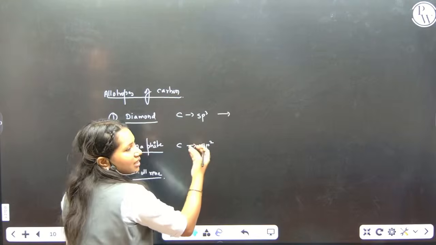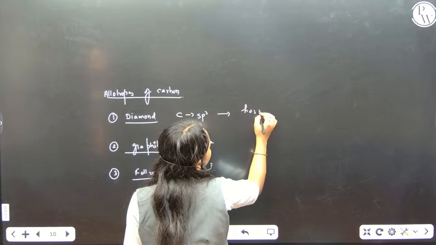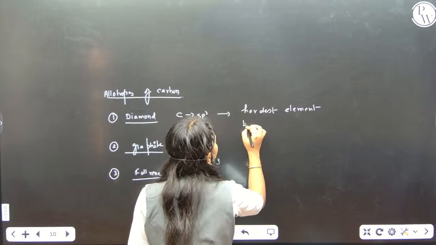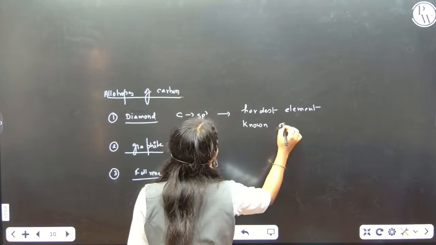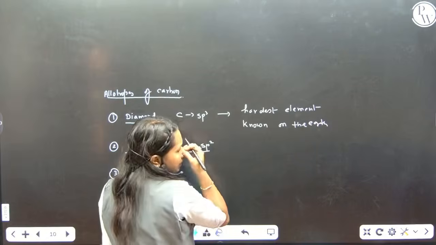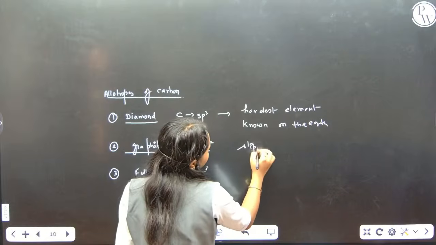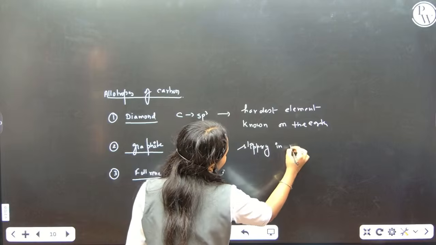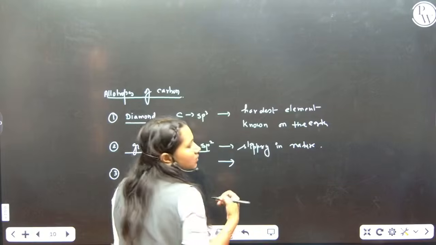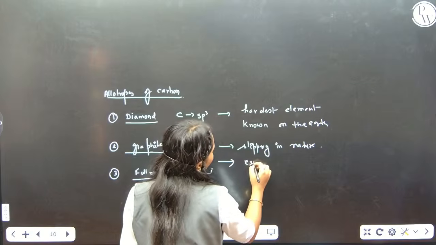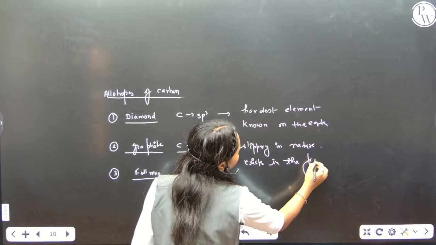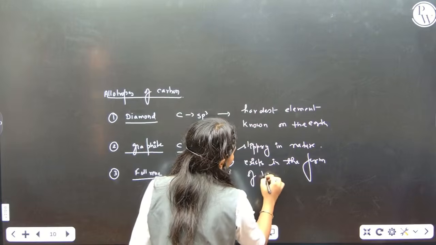Diamond is the hardest element known on the earth. Graphite is slippery in nature, and it exists in the form of layers.